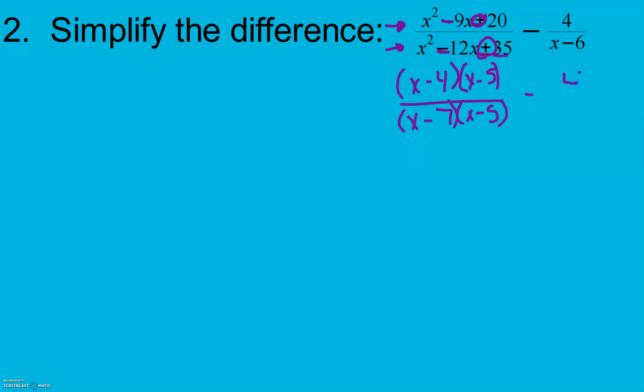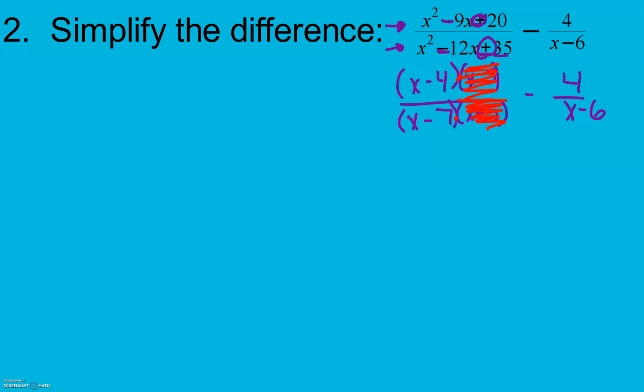Now, because those are within one fraction, I have multiplication here. I can get rid of it by dividing. And remember, fractions are just division. So x minus 5 divided by x minus 5 is just 1, and 1 times anything is itself. We can get rid of multiplication by dividing.